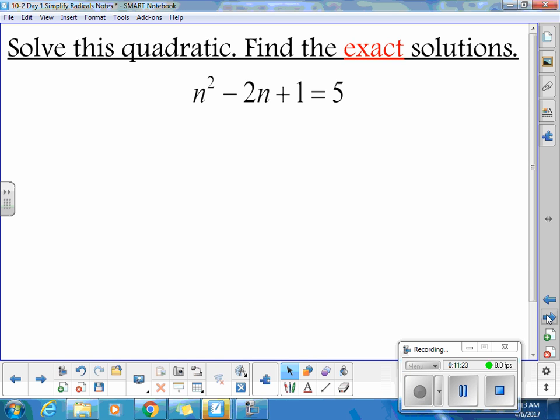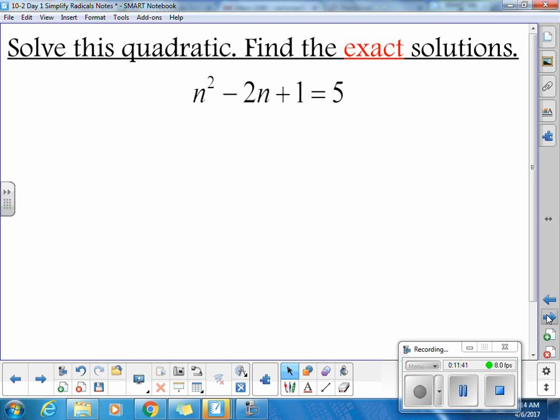All right, solve this quadratic, find the exact solution. So solving quadratics, hopefully you remember back earlier when we were talking about the solutions to a quadratic are called the roots, the zeros, the x-intercepts. And how do we solve for it? We factor or do the quadratic formula and set the results equal to 0, right?